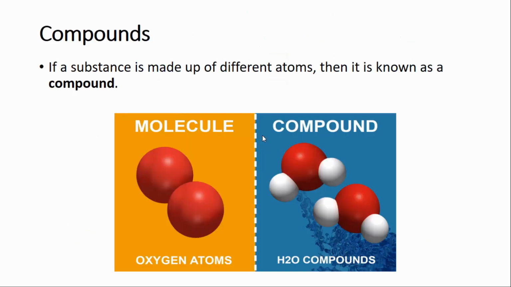Our next keyword was compound. If a substance is made up of different atoms, then it is known as a compound. Once again, I've got an example of an element on the left. This one's made up of only oxygen. However, on the right here, I have water. It's made up of hydrogen and oxygen atoms. So this one will be a compound.